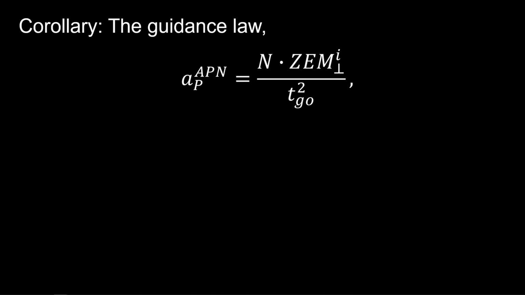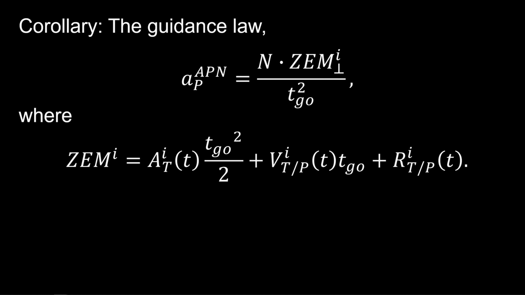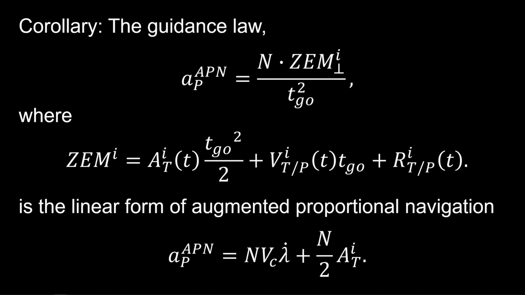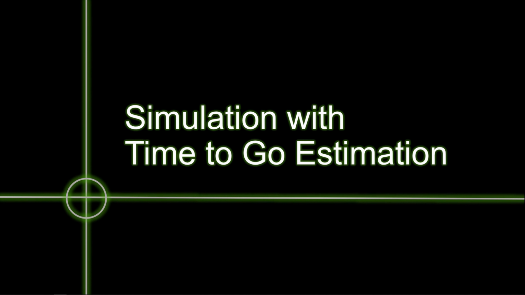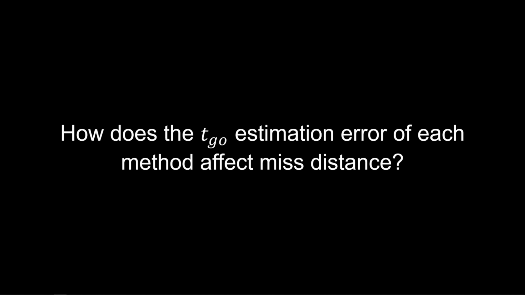When normal zero effort miss that accounts for an accelerating target is substituted into the linear proportional navigation equation, the resulting guidance law is actually augmented proportional navigation, which is optimal in the sense of minimizing pursuer control effort for a constant accelerating target when the navigation gain n is 3. Let's simulate the homing loop with the zero effort miss form of augmented proportional navigation. Here our objective is to understand the impact of time to go estimation accuracy on the miss distance.